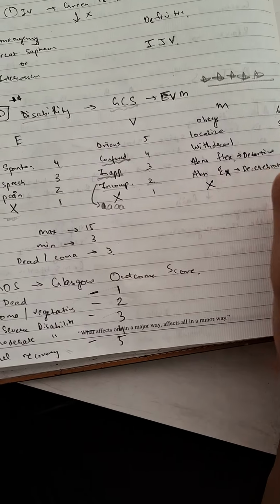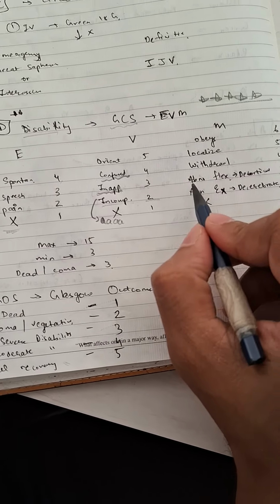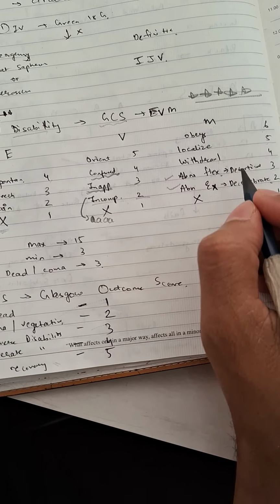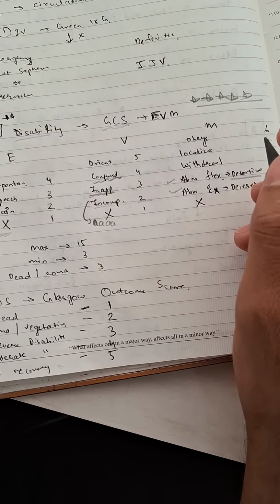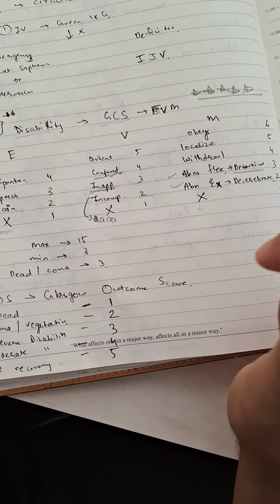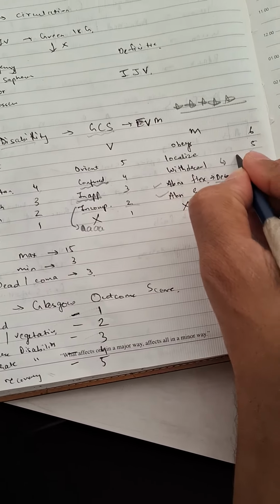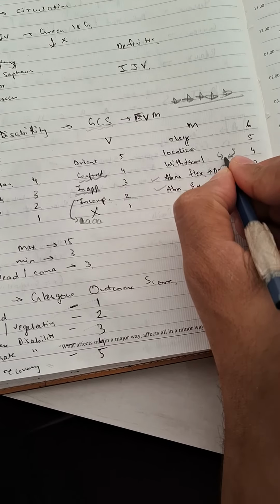M is the motor response. Motor response: obey is 6, localize is 5, withdrawal 4. Now this is where they test very much. What do you mean by abnormal flexion? Abnormal flexion is also called decorticate. If you try to give a stimulus and check the motor response, the patient will move his hand towards his core. This is how you can remember decorticate.